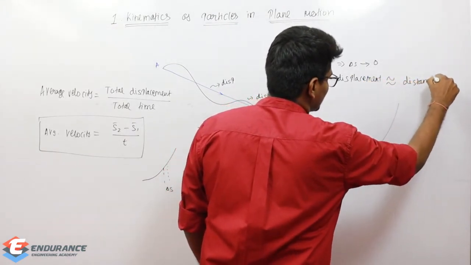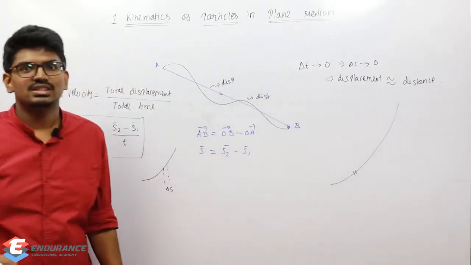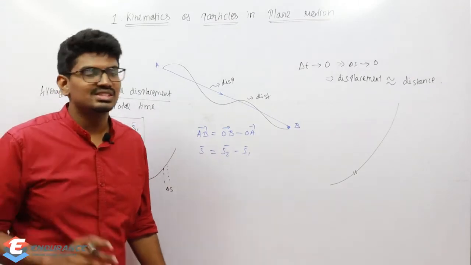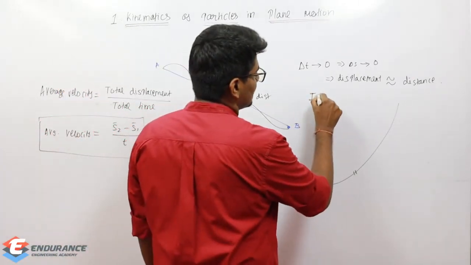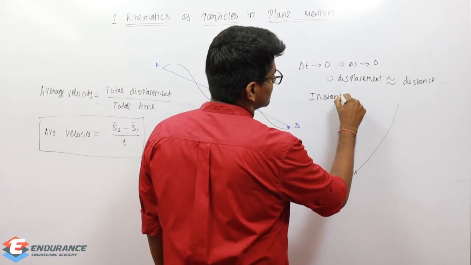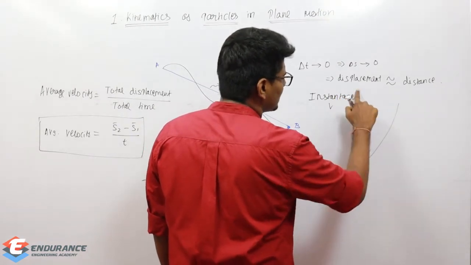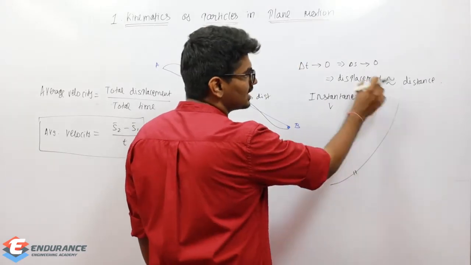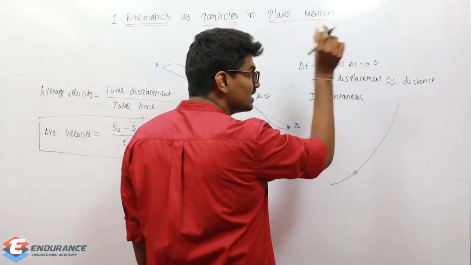So from this, what are we getting? Very obvious: instantaneous speed and instantaneous velocity will be the same. So instantaneous velocity or instantaneous speed, since displacement and distance are almost the same. Why are they the same? The distance was very small. Why is the distance very small?